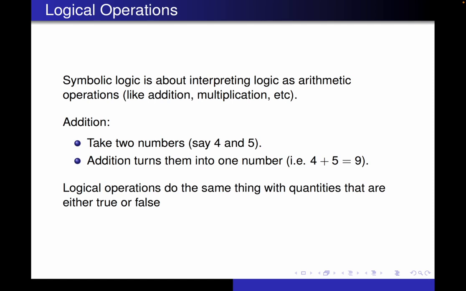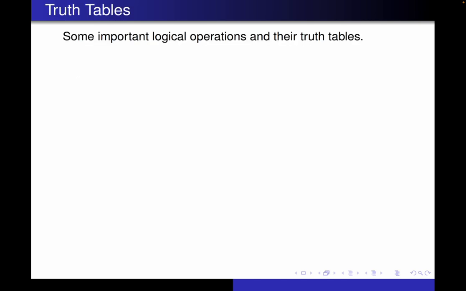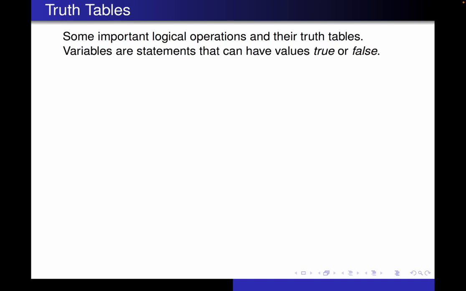We're going to do something very similar with logical operations, except they're going to be with quantities whose values are either true or false. And what are those? Those are exactly statements. So here are some important logical operations and their truth tables that we've actually encountered before. Keep in mind that the variables are statements, and those statements can have precisely one value out of true or false.